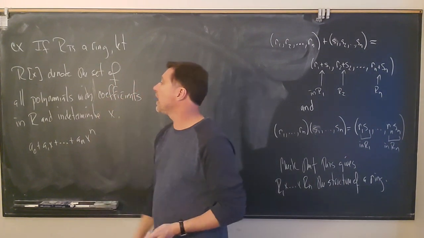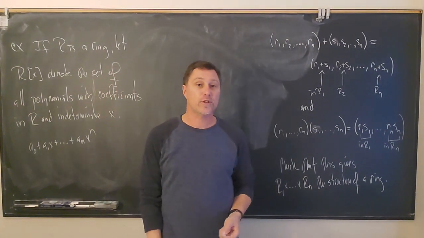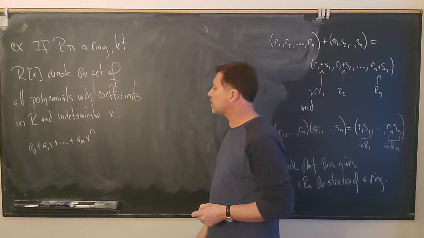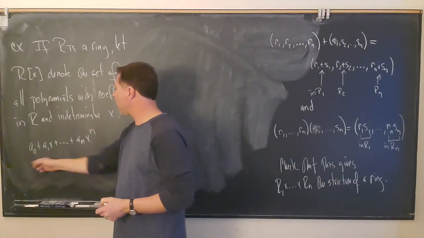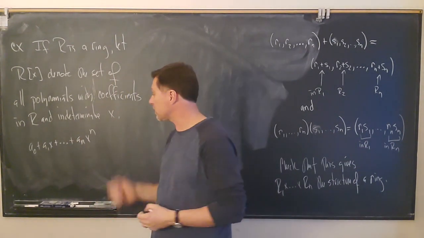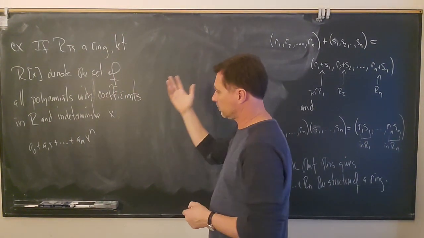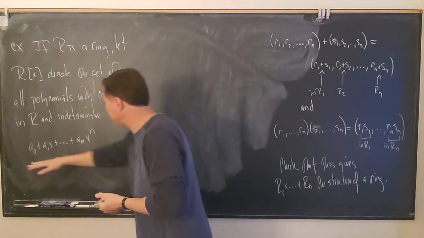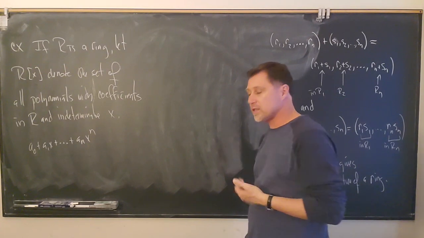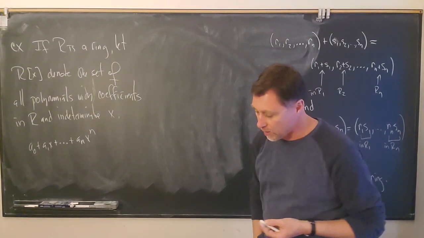In particular, capital R could be the set of matrices, right? It could be M sub n, in which case we would have polynomials where the coefficients are each matrices. And as a set, at least, this makes perfect sense. And then what we want to do is define operations, and we're going to define operations in the obvious way.